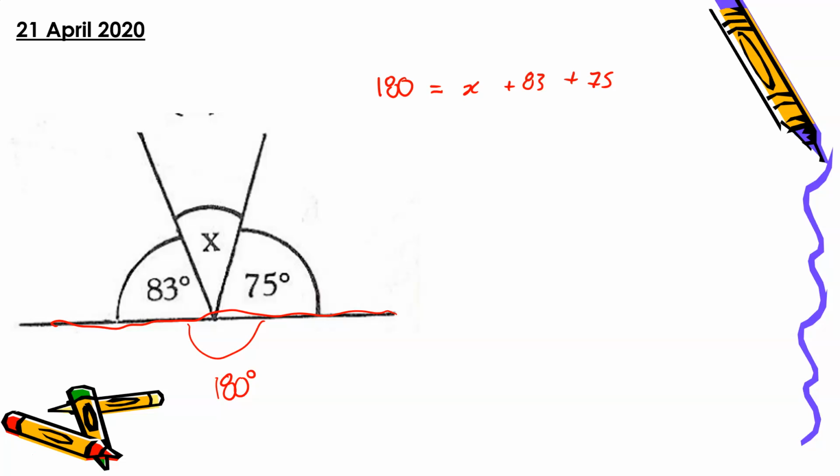So then we can work that part out. 83 and 75 gives us 158, so x plus 158 equals 180. Rearranging that, x must equal 180 take away 158, which leaves us with 22 degrees. So the unknown angle there must be 22 degrees.